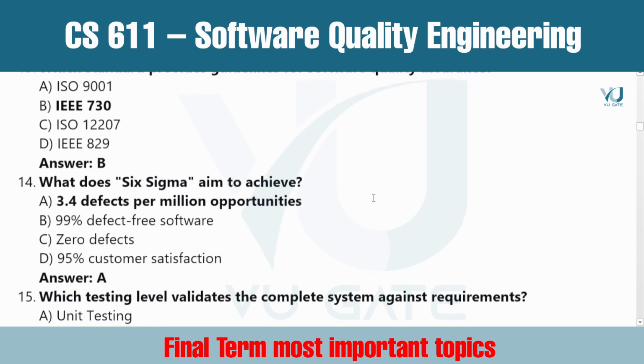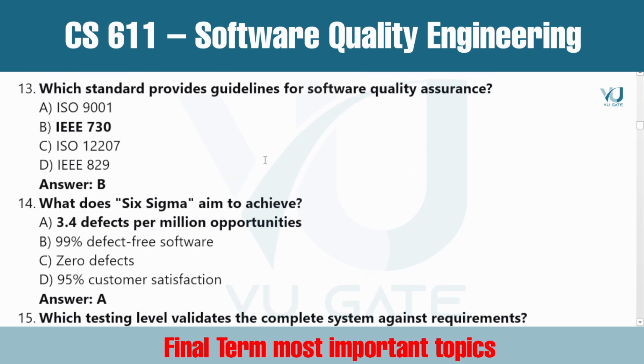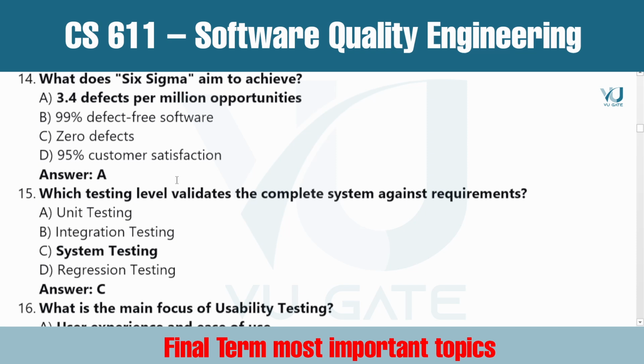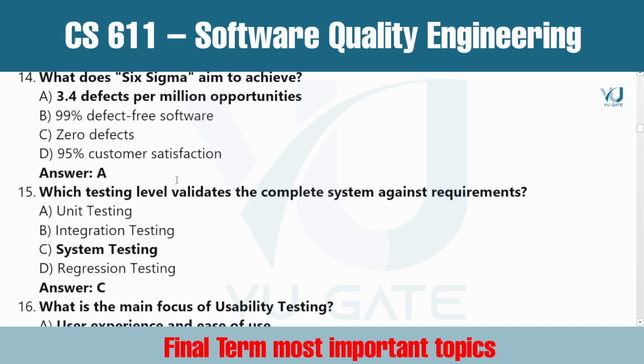Question 13. Which standard provides guidelines for software quality assurance? The correct answer is option B, IEEE 730. Question 14. What does Six Sigma aim to achieve? The correct answer is option A, 3.4 defects per million opportunities.